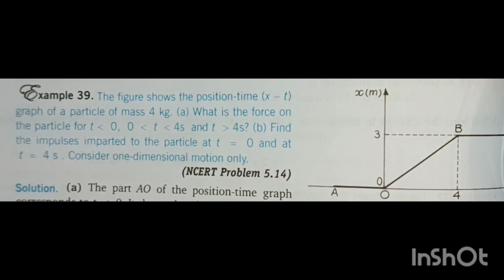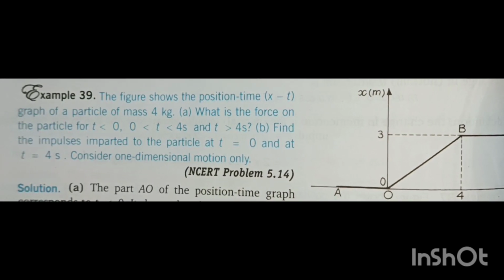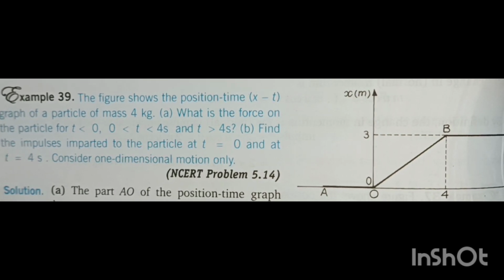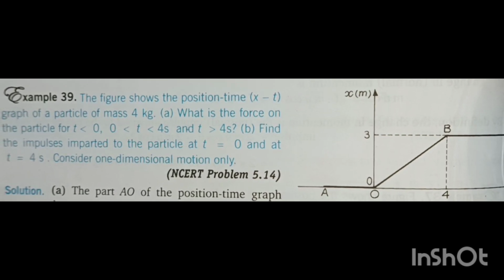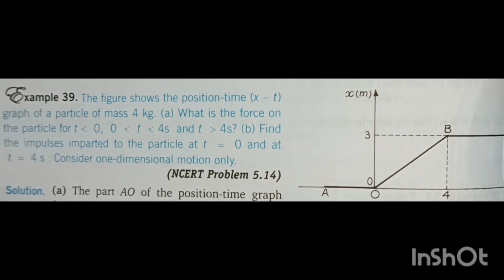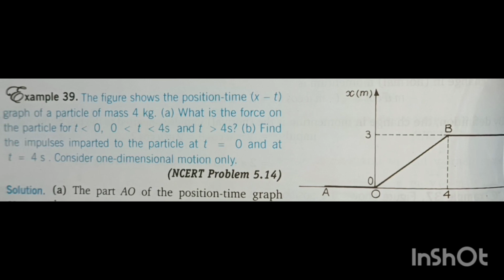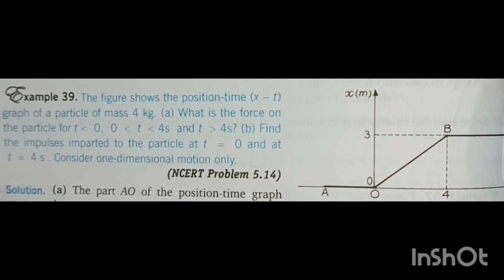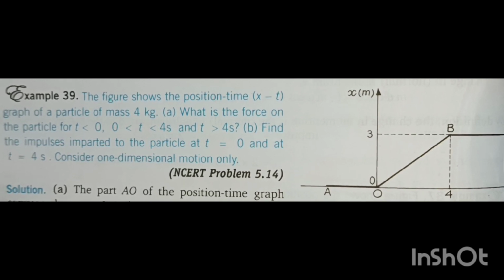The figure shows a position-time graph of a particle of mass 4 kg. What is the force on the particle for t less than 0, 0 less than t less than 4 seconds, and t greater than 4 seconds? Find the impulses imparted to the ball at t equals 0 and at t equals 4 seconds. Consider one-dimensional motion only.